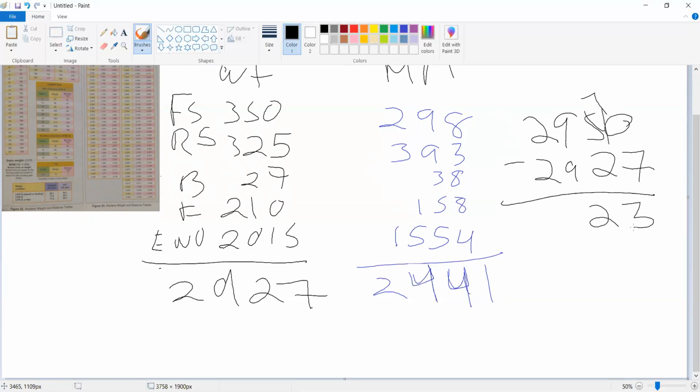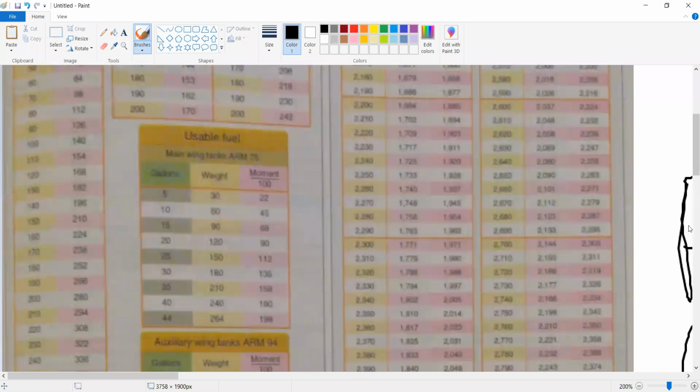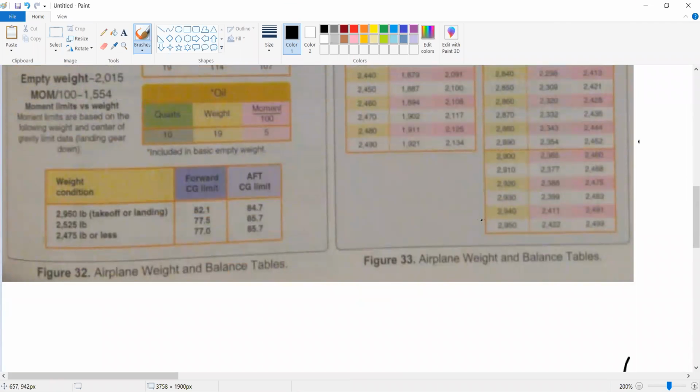All right, next thing. Is the CG, the center of gravity of the momentum, within limits? Let's take a look at that, the last one. Let's see here, 2441. Well, we're at 2441, right? So looking at the chart, let me zoom in and focus on these. All right, so we're at 2,927. We can look at all these two. So we're in between these.